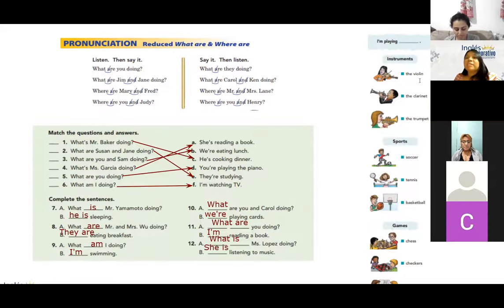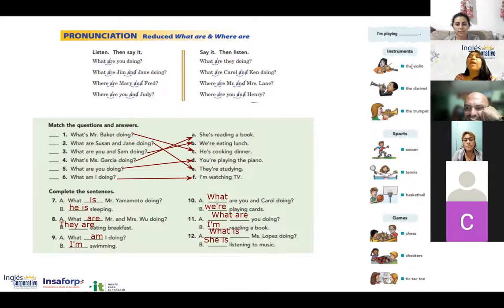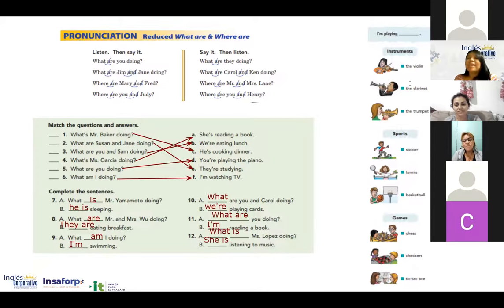Now let's take a look at some vocabulary, guys, when it comes to instruments, okay? So we have the violin, the clarinet, the trumpet, okay? So do you like to play the trumpet? No. Do you like to play the violin? No. Okay. So can you play the clarinet?